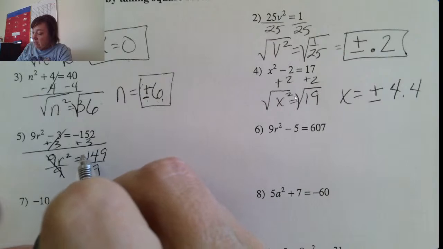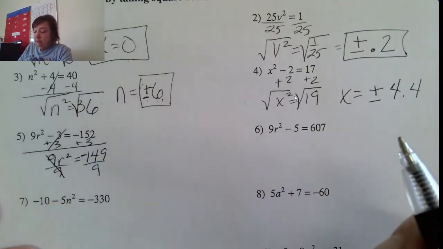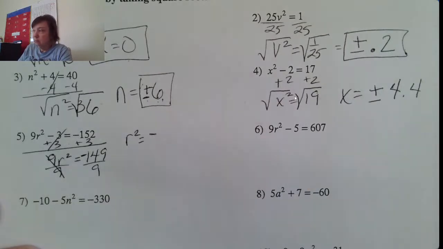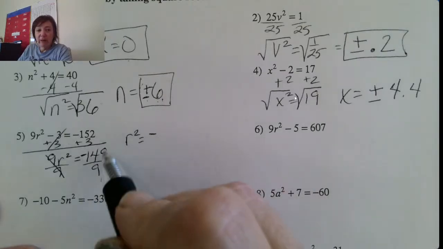Oh, I forgot. That's a negative 149, right? So we've got r squared equals negative what? Negative what? Right there. This math right here.